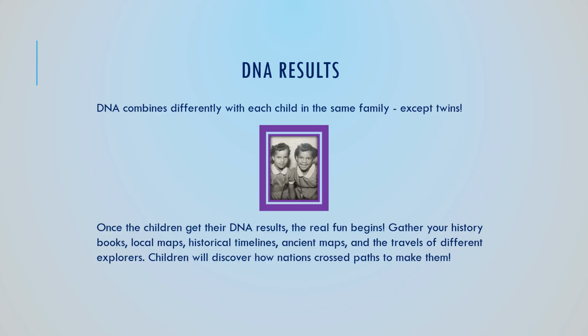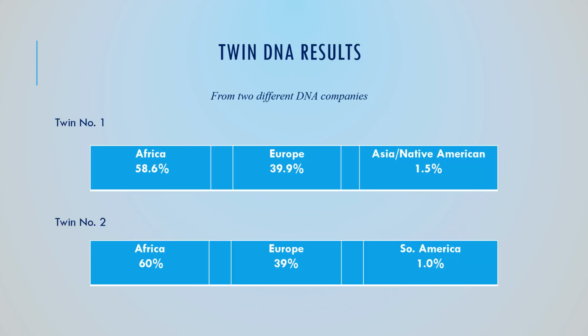Gather their history books, local maps, historical timelines, ancient maps, and the travels of different explorers. Children will discover how nations crossed paths in making them. Notice that the DNA percentages for each twin are slightly different from one another, but only by less than 1/10 of 1%.